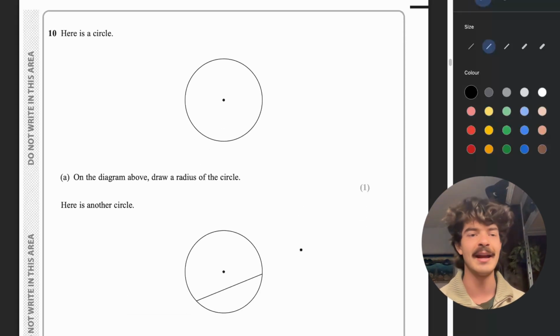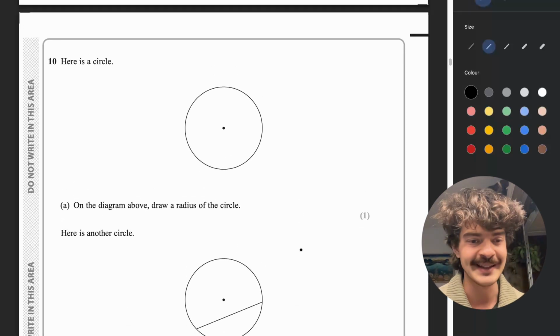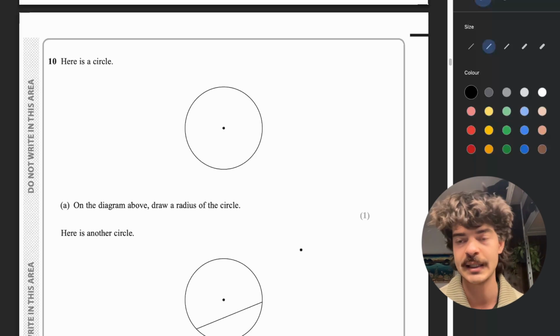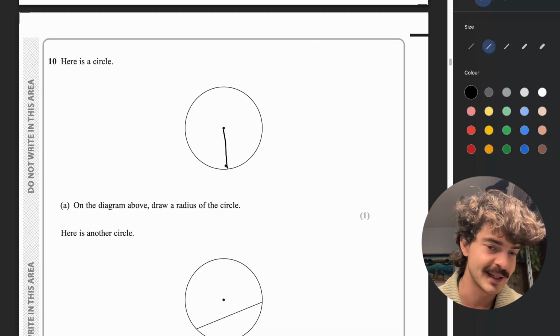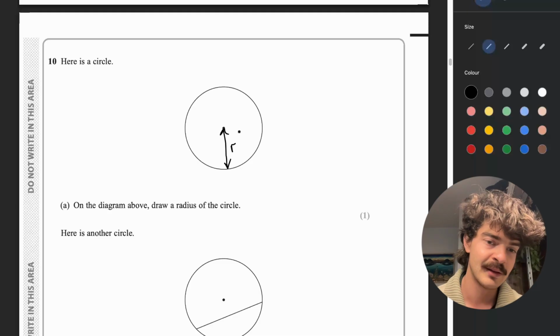Awesome. On to question 10 now. We've got a circle, and on the diagram above, draw a radius. Okay, so these ones are probably, if you haven't revised your circles, you're going to just be stumped with these, but a radius is the distance from the center to the outside. There it is.